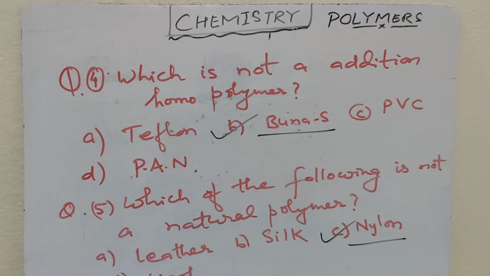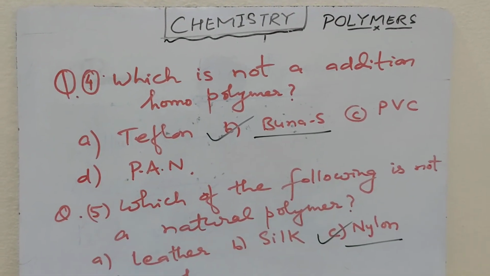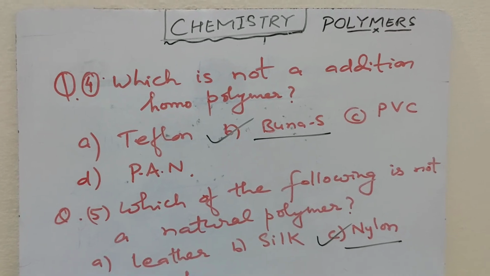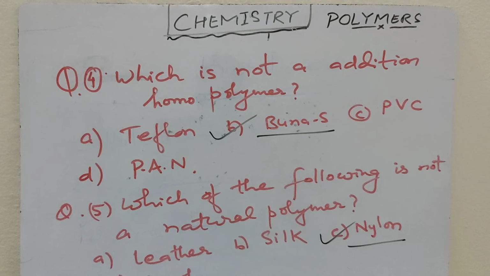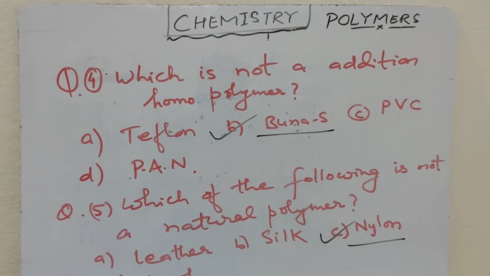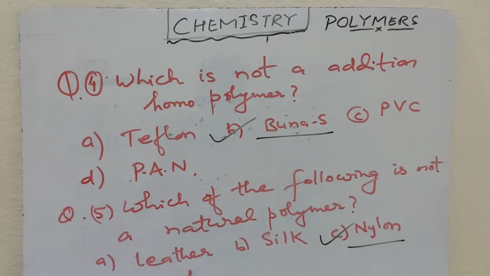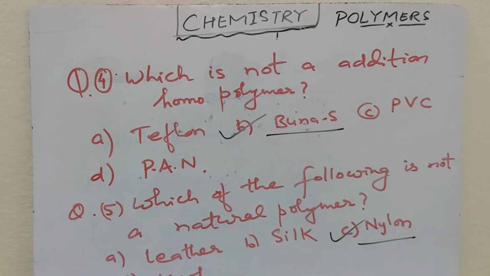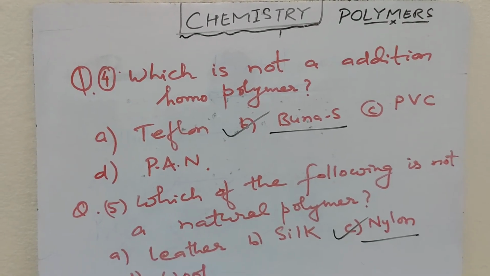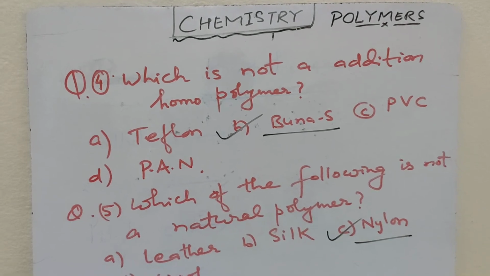Question number 4. Which is not an addition homopolymer? Teflon, the monomer of Teflon is tetrafluoroethene, so it is a homopolymer of tetrafluoroethene. BUNA-S, the monomers are 1,3-butadiene plus styrene, so it is a copolymer, so it is not a homopolymer. PVC, the monomer is vinyl chloride, so it is a homopolymer. PAN, that is polyacrylonitrile, is also a homopolymer as its monomer is acrylonitrile.